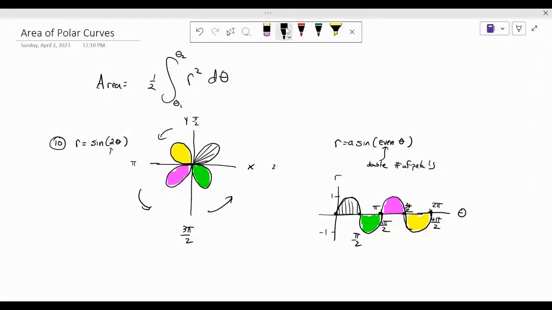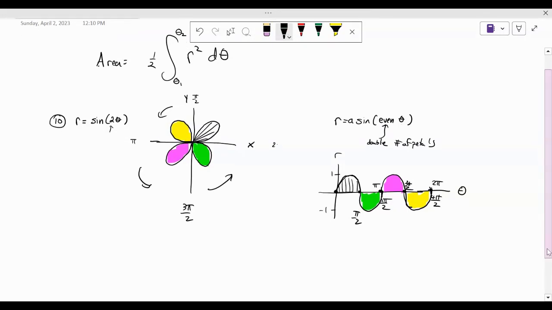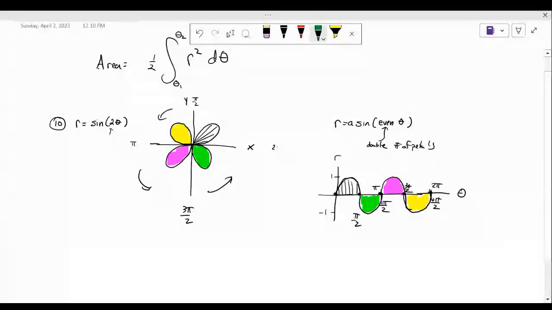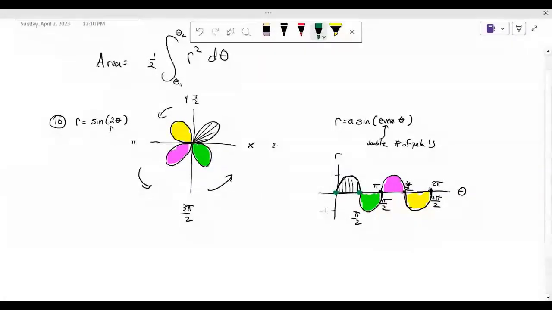Anyway, let's say you want the area of these petals. What do you want to do? Well, you want to define the bounds for a single petal. And if you anticipate there are 4 petals, you would just find the area of one petal and quadruple the result. So how do you find the bounds for a single petal? Like we noticed, it's two consecutive values of theta where r is 0.